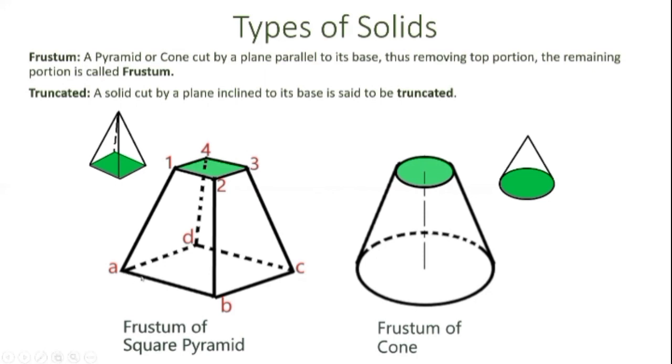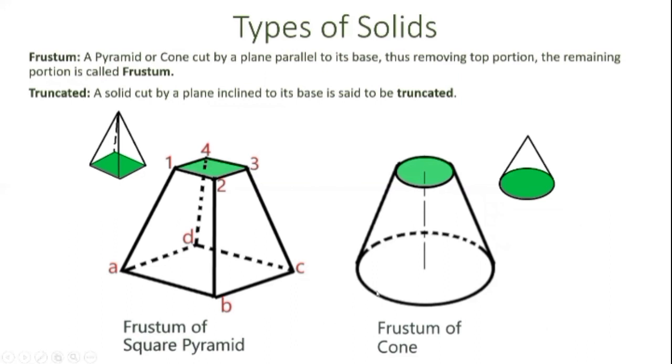As we can see here, the base is a square, and parallel to this we have another square 1, 2, 3, 4. These two squares are parallel but not equal. So this is the frustum of a square pyramid.